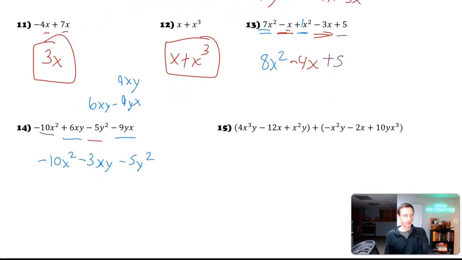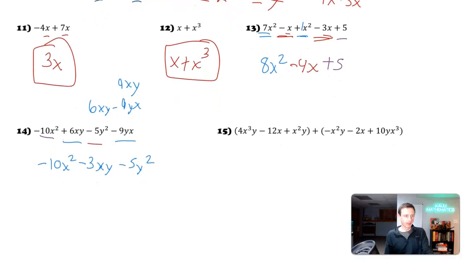Number 15, we have this polynomial 4x to the third y minus 12x plus x squared y, plus we're adding on this entire polynomial here. So the parentheses here indicate that I'm adding on this entire polynomial to the first polynomial. So I'm adding these two polynomials together.